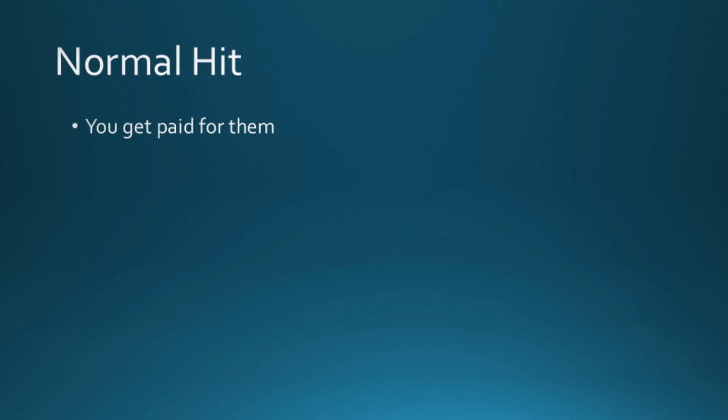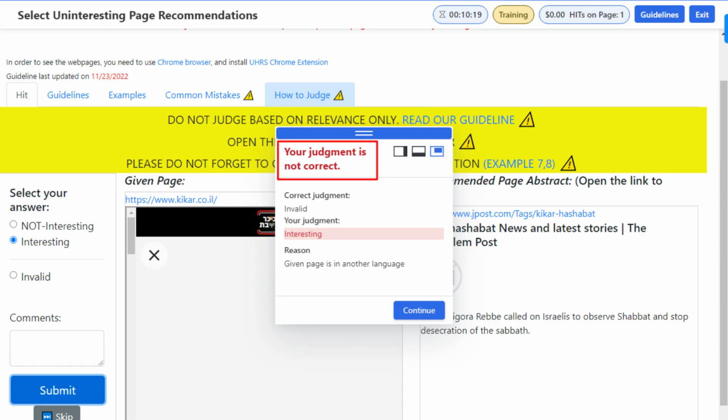Now the number 2 type of hit is the normal hit. These hits are normal hits. You are getting paid because of these normal hits. The number 3 type of hit is the RTA hit. RTA hits are just like spam hits, but they don't affect your spam accuracy. They are there to give you an idea of whether you are doing hits right or wrong.